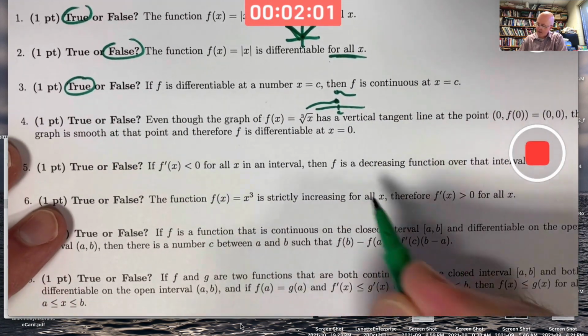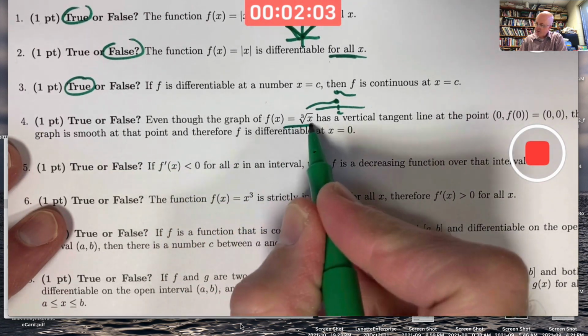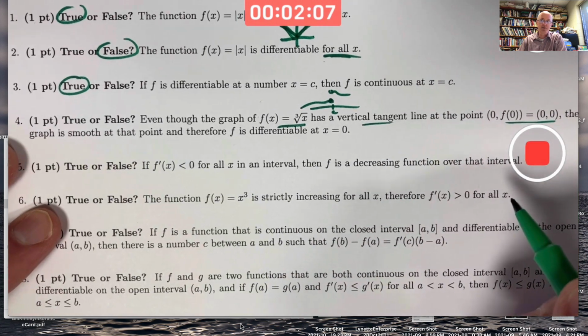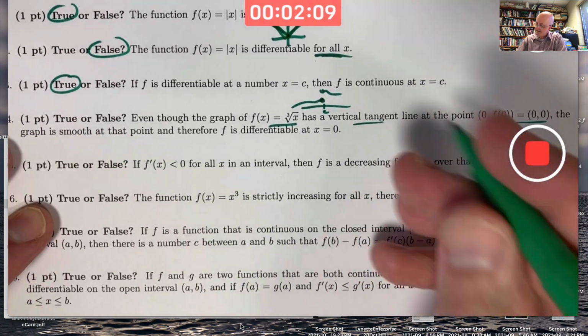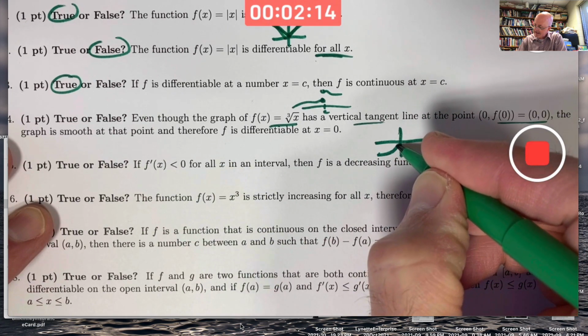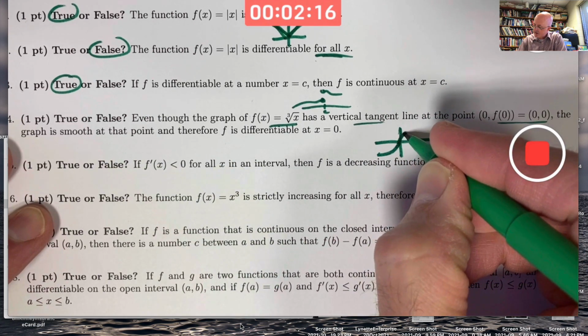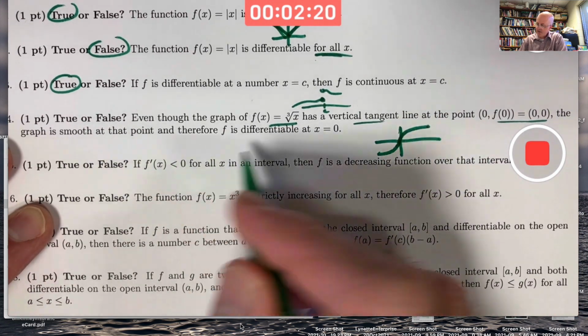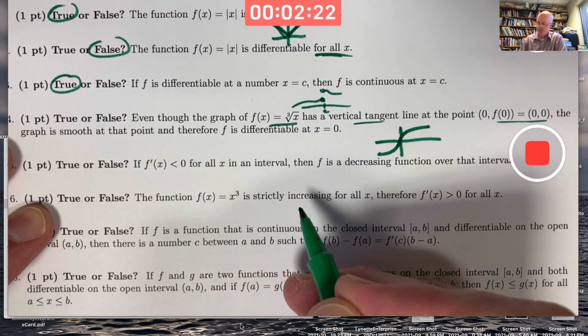Number 4, even though the graph of the cube root of x has a vertical tangent line at the origin (0, 0), which it does. Let me go ahead and draw the graph. It looks about like this. It is the inverse function of the x cubed function. The graph is smooth and therefore f is differentiable at x equals 0.